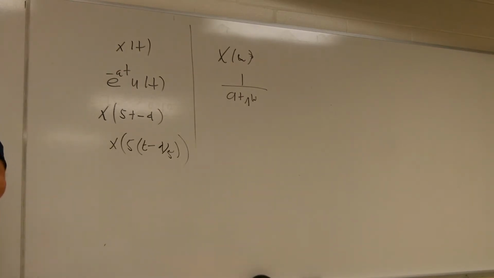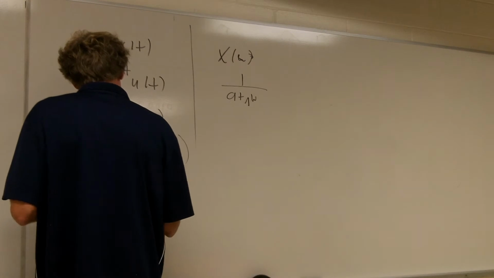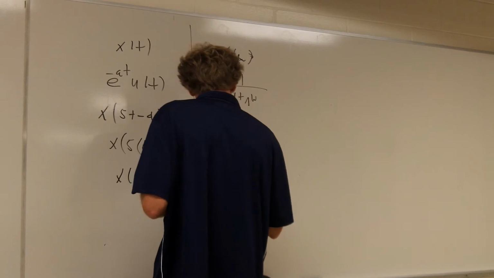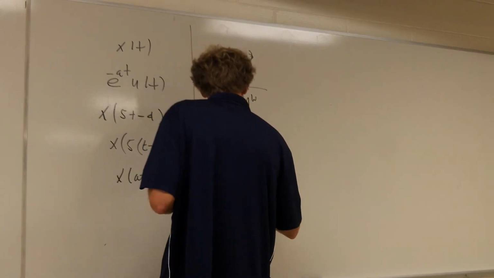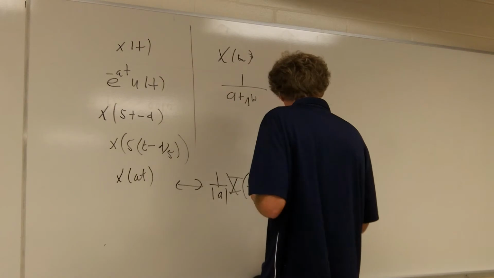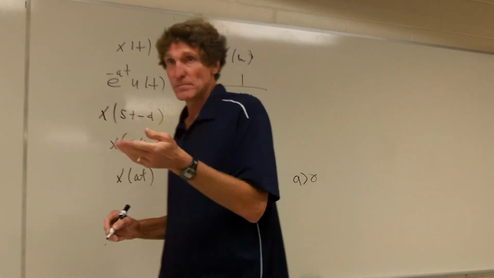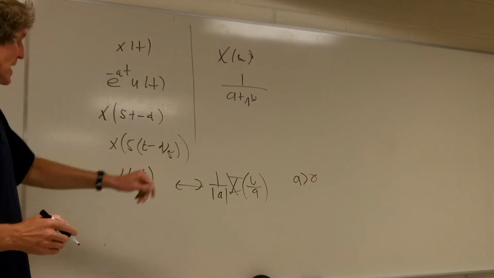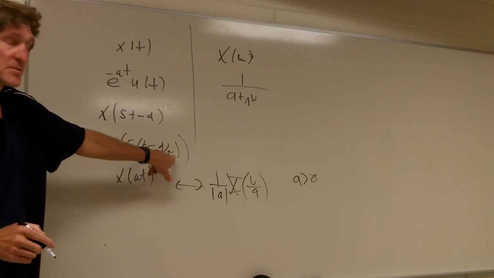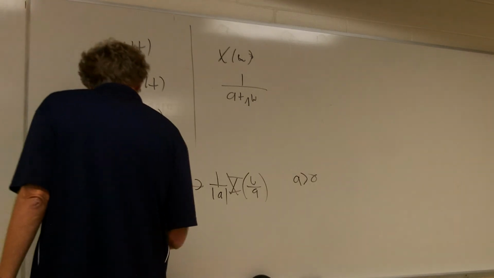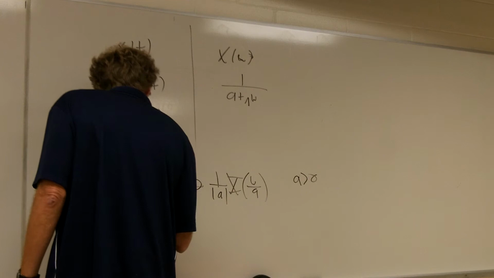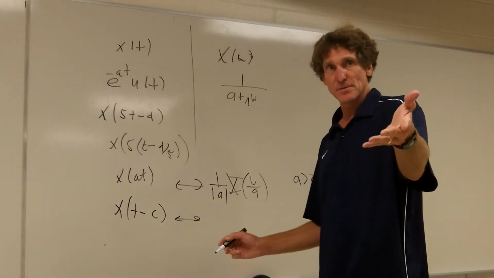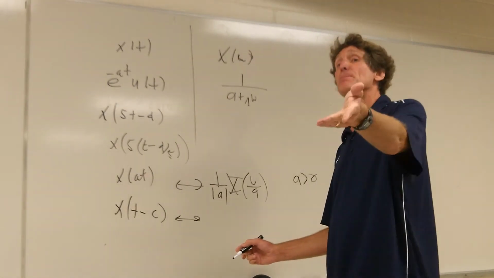I'm working here on 2 levels. I know that x of at will transform as 1 over the magnitude of a, capital X of omega over a. And I'm going to just say for a greater than 0 for now and assume it's real. I don't want to start playing around with imaginary values of a. Now, if I have that, I know I've got 5 times this, right? And then I think about the shifting property. X of t minus a constant c goes to what? Now, you tell me this one, because you guys know this. You know you're getting a quiz on this stuff.